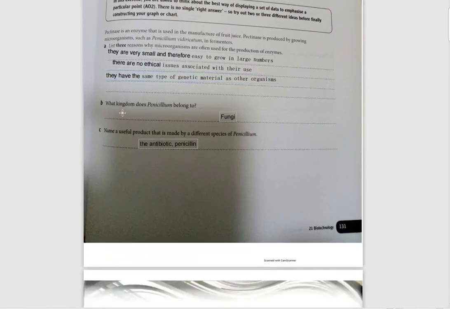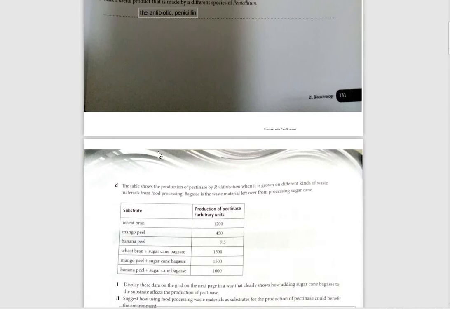Let's move on to part B. What kingdom does Penicillium belong to? You have to remember there are 5 kingdoms, and among them is fungi. Next, name a useful product that is made by different species of Penicillium. A useful product means a product that has a good benefit. So you could say it produces antibiotics, and another scientific name for an antibiotic is penicillin.